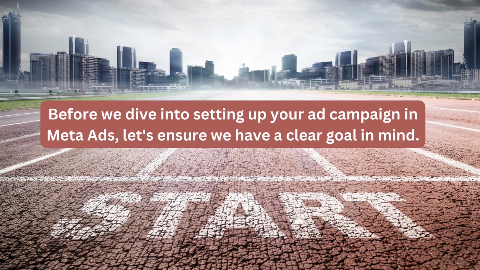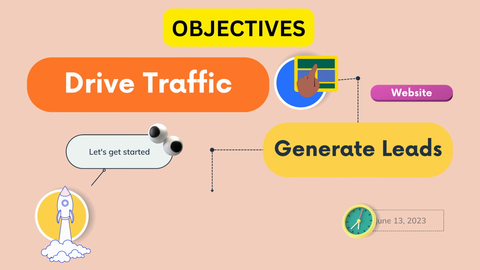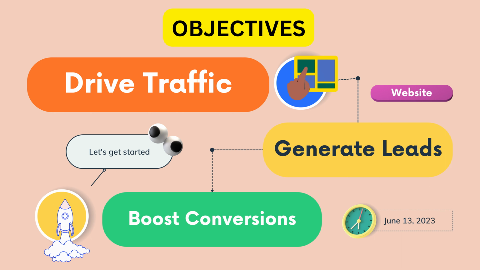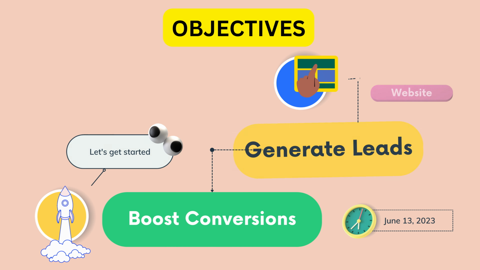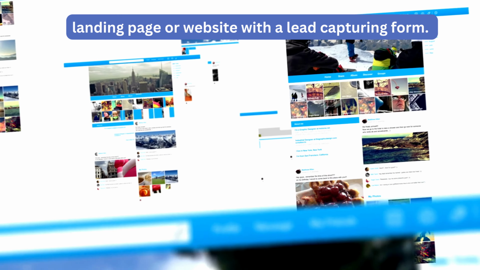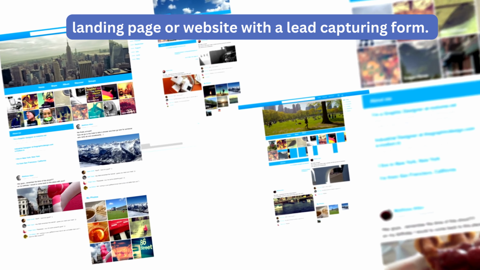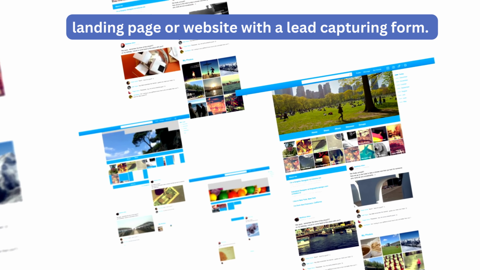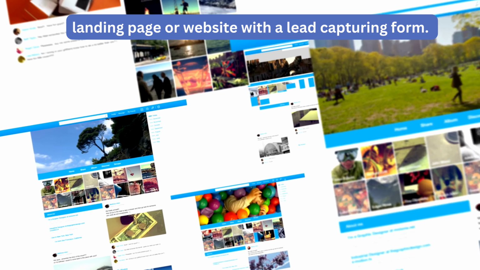Before we dive into setting up your ad campaign in Meta Ads, let's ensure we have a clear goal in mind. Define the purpose of your ad, whether it's to drive traffic, generate leads, or boost conversions. Next, identify your target audience, considering demographics, interests, and behaviors. Based on your objective, create compelling content for your ad.